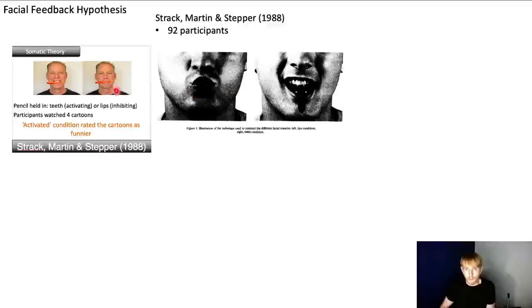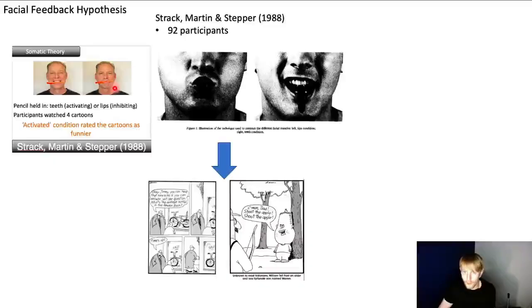If you have participants hold a pen like this between the teeth, the idea is that you activate the zygomaticus muscle. This is the muscle responsible for us smiling. And if you hold it between your lips, you inhibit that muscle. So what Strack and colleagues did was they had participants hold the pen between the teeth to activate the muscle, or between the lips, and they then had them read cartoons.